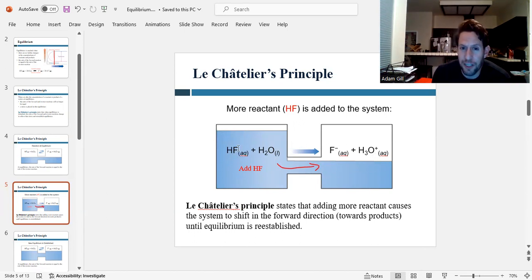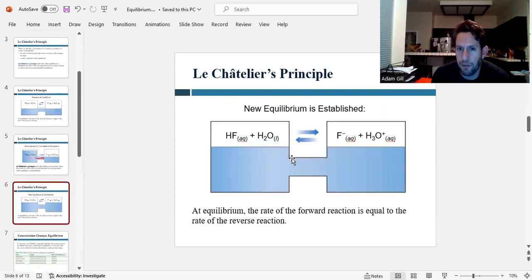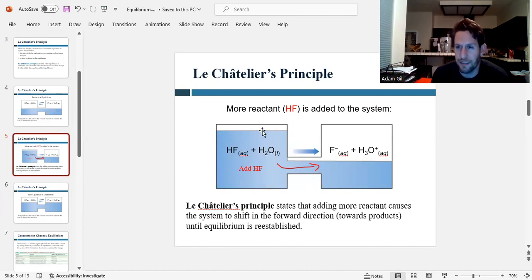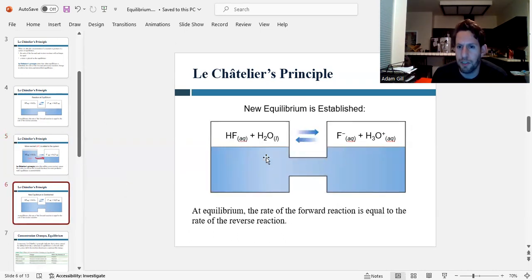Similarly, if we added more HF to the reaction, it would go in the forward direction to create more products. And then after some point in time, you will have reestablished equilibrium. We now have more of everything overall, but we're at equilibrium again. So once again, you take a system at equilibrium, you stress the system by adding more reactant, and the reactant will get converted into product to reestablish a new equilibrium.